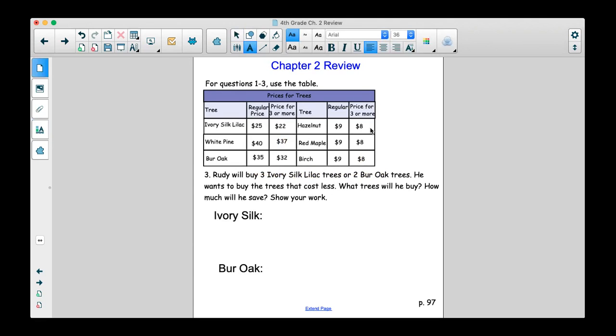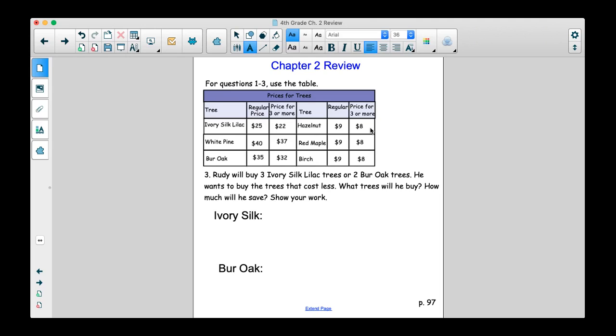All right, we're on to number 3. So we've got Rudy here who wants to buy either 3 ivory silk lilac trees or 2 bur oak trees. He wants to buy the trees that cost less. What trees will he buy? How much will he save? And we have to show our work. Okay, so we've got multiple questions to answer in this one.